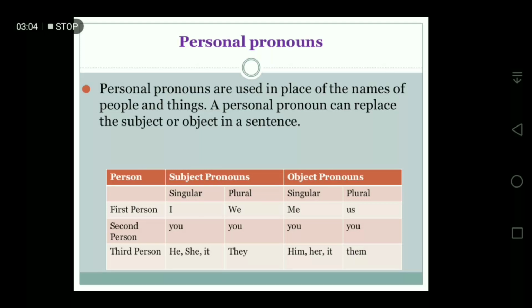In the first person, we use I in the singular and we in the plural. But if it is an object, then I changes to me and we changes to us. In the second person, whether subject or object, singular or plural, it is the same in both cases: you. In the third person, it is he, she, it in the singular, and they in the plural. In the object case, it is him, her, it, and in the plural, them for they.